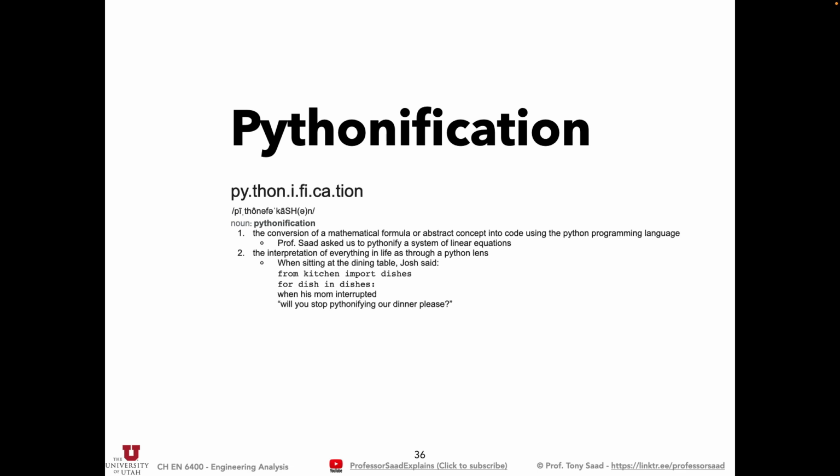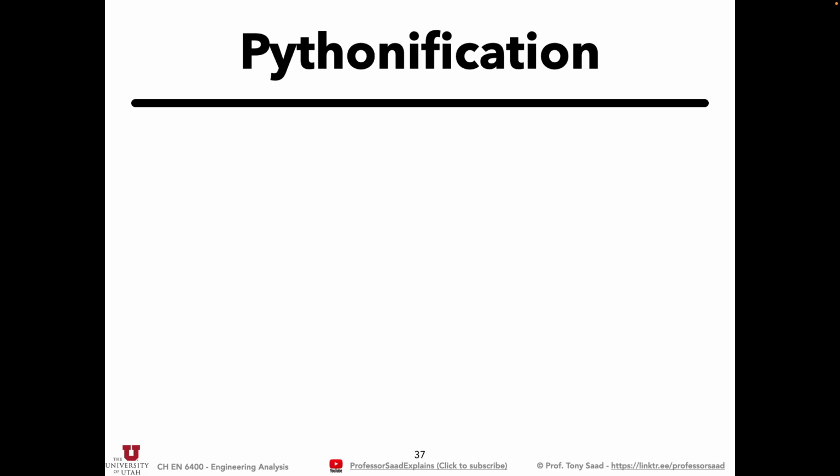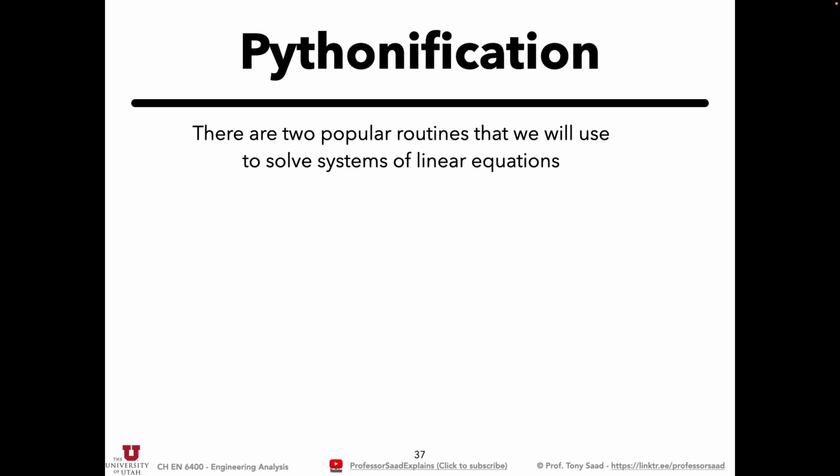Or you could Pythonify your life, which is the interpretation of everything in life as though through a Python lens. For example, when sitting at the dining table, Josh said, "From kitchen, import dishes. For dish in dishes," when his mom interrupted and said, "Will you stop Pythonifying our dinner, please?" That'd be a really cool family if the mom and dad do Python and the son is doing Python too. Anyway, this is a very nerdy family, very nerdy.